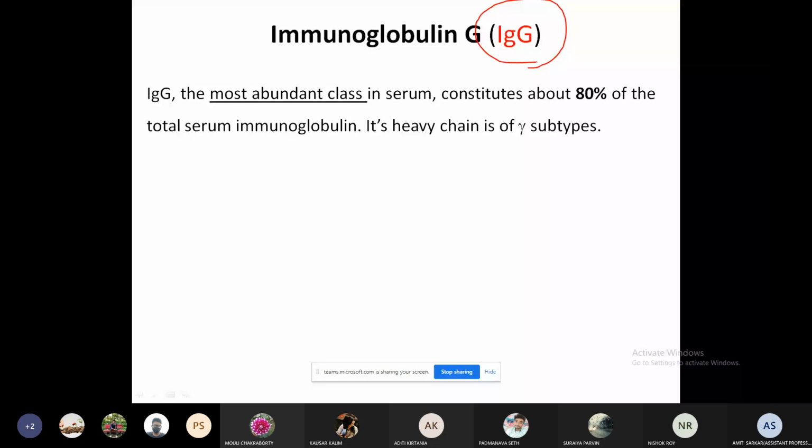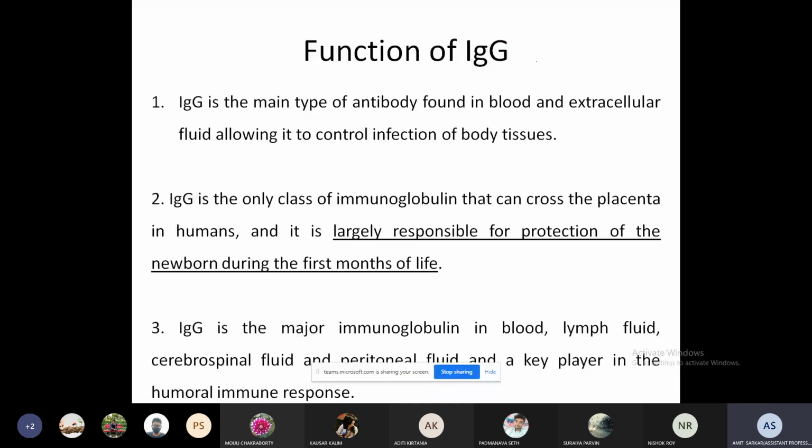So what does immunoglobulin G do? Its main function: immunoglobulin G is the main type of antibody found in blood and extracellular fluid, allowing us to control infection of body tissues. Whenever we talk about any antibody, whether against COVID or any other disease, when we say antibody colloquially, we are actually referring to immunoglobulin G. So antibody and immunoglobulin G become synonymous, but that doesn't mean the other four types are not important. They are also very important. I will come to those at a later point.